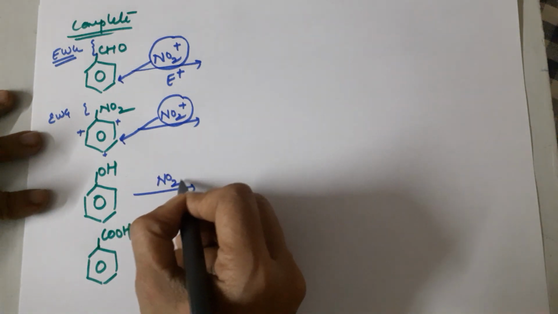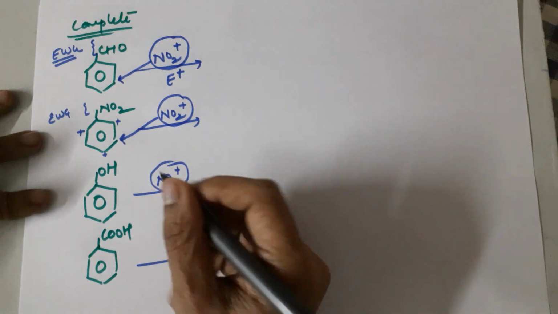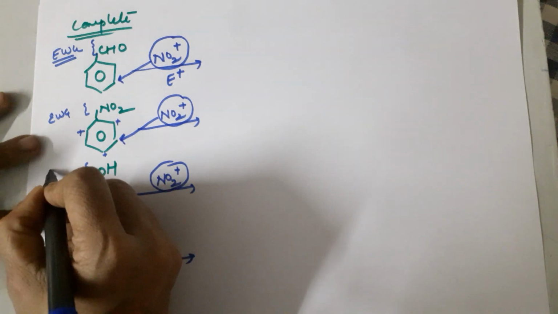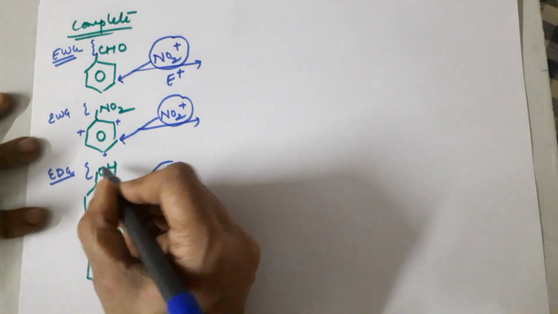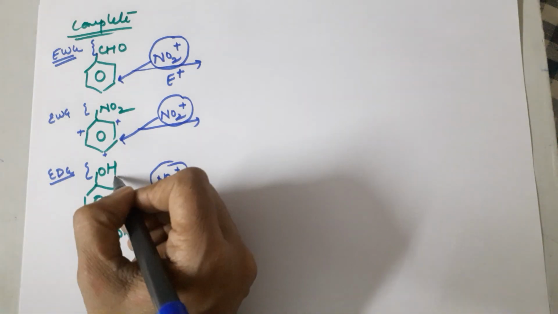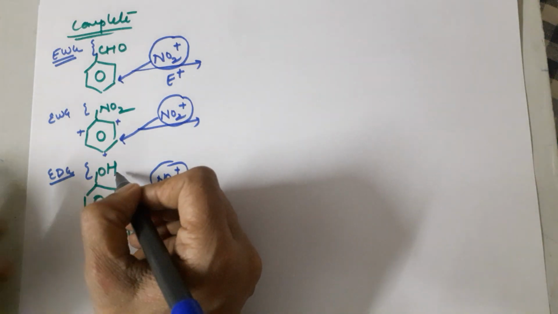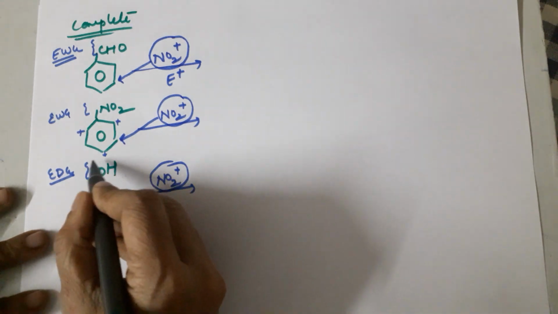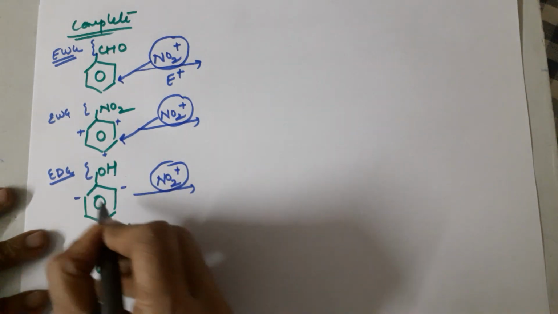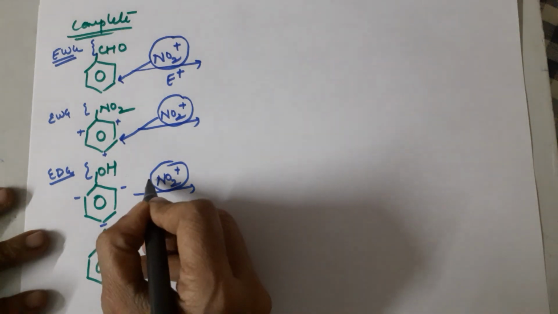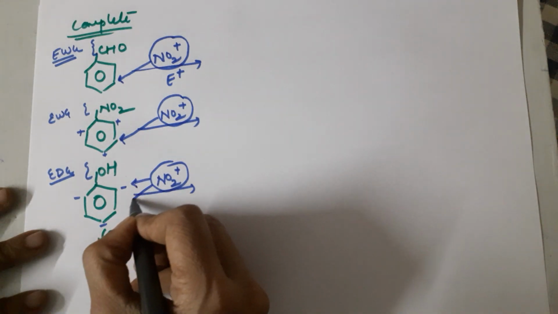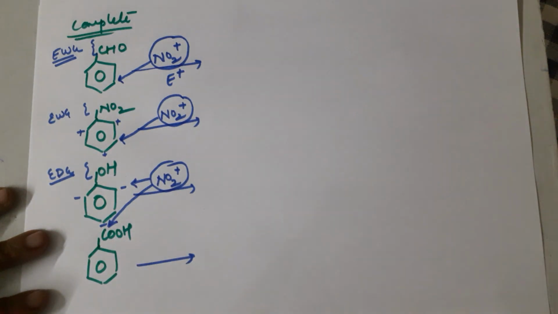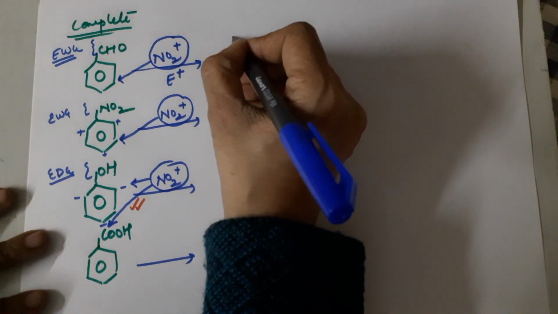Now, if I attack a nitronium ion on phenol, phenol is an electron donating group. If you do not know this, please watch the video before this, which is for plus R effect, resonance by Seema Makhijani, so that this becomes clear. Now, when you have an OH group, the ortho para positions get a negative charge. So, your nitro can attack ortho as well as the para position. Out of these two, the para position is always major. Let me draw it for you.